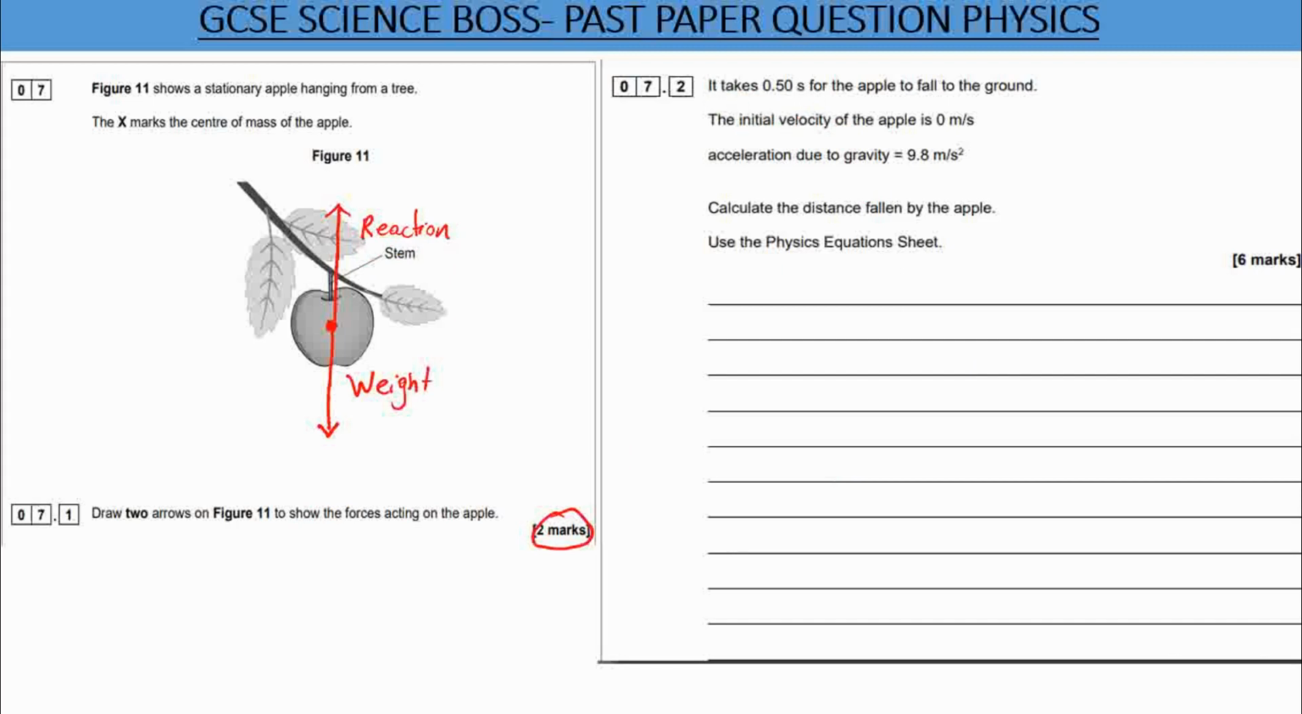Now next up, you have a 6 marker. Now students tend again to shy away from the 6 marker. Alright, but you can get marks or even full marks from your 6 marker. Now let's have a look at this.